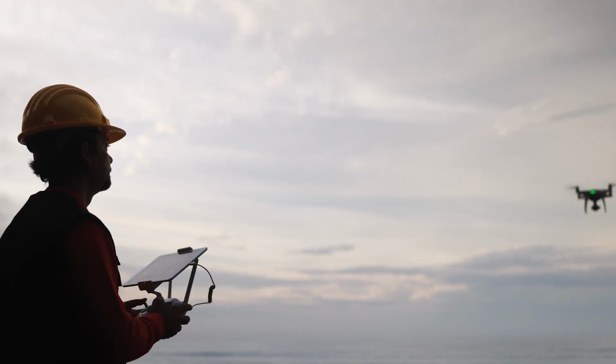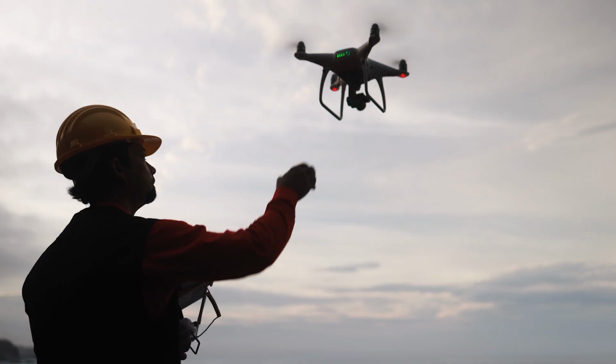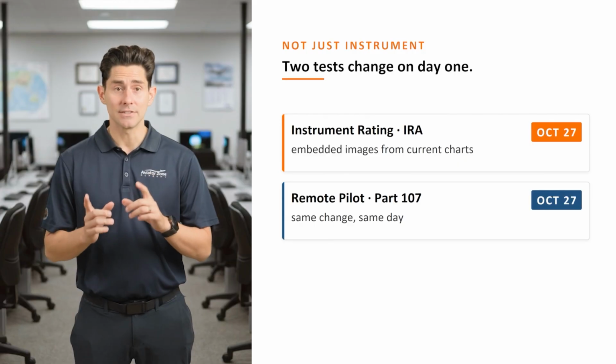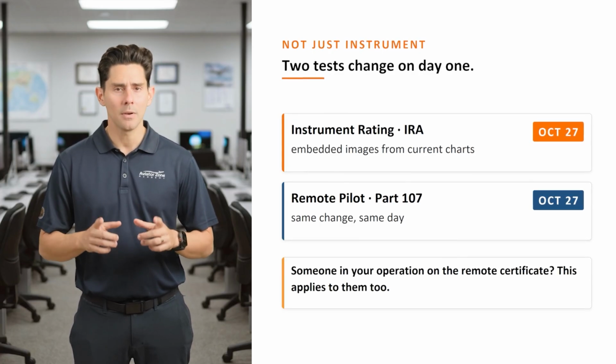But this is the part that we have never seen before. The same changes are going to hit the UAG test, which is the one for the 107 drone written test. So if you've got somebody in your operations that's looking to get the remote pilot certificate, this also applies to them. Now, some of you are thinking, so what? It's a chart. I know how to read the chart, maybe.